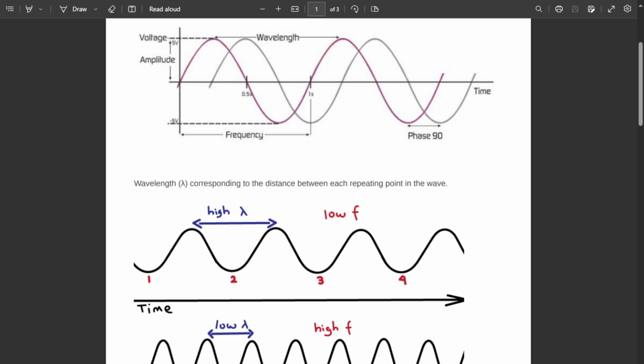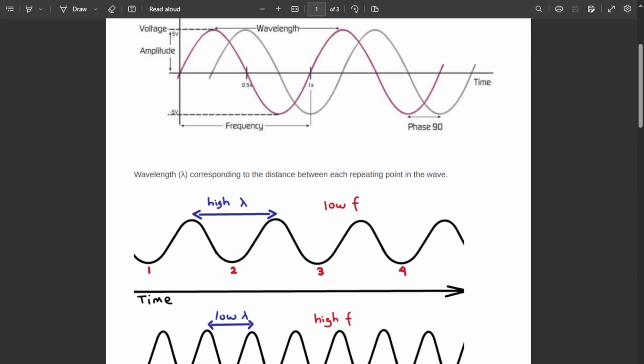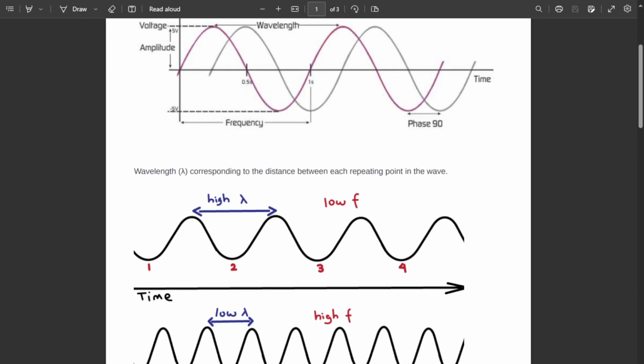voltage, or you can consider the upper side and lower side. It is repeating from up here to here, and the duration between that is called the wavelength. Now let's jump to the frequency.